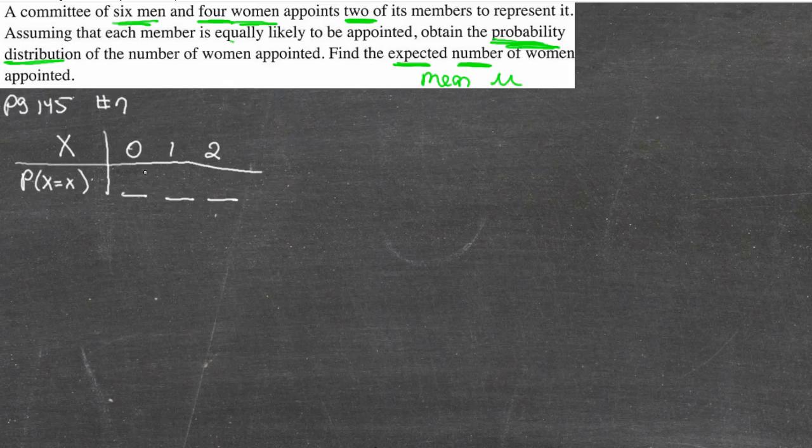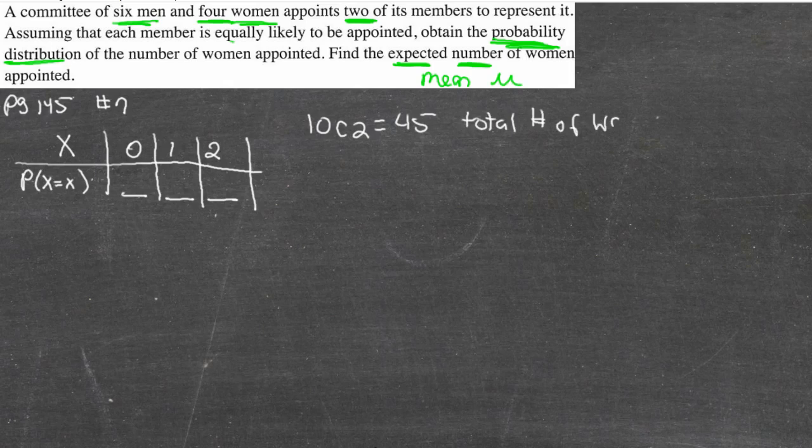The first thing I'm going to suggest is that we find out the total number of ways of picking 2 people out of 10 people. 6 plus 4 is 10. I've got 10 men and women. Well, that's going to be 45 different ways I could pick if there were no restrictions at all.